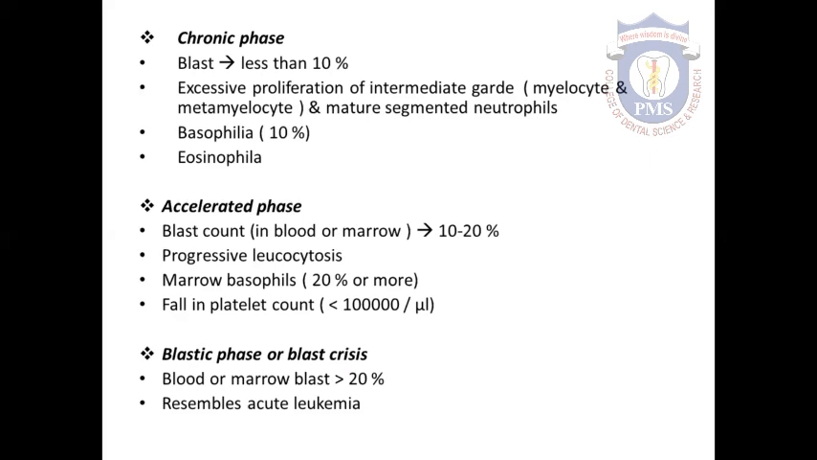And there will be excessive proliferation of intermediate grade neutrophil precursors like myelocytes and metamyelocytes, and mature segmented neutrophils can be seen.